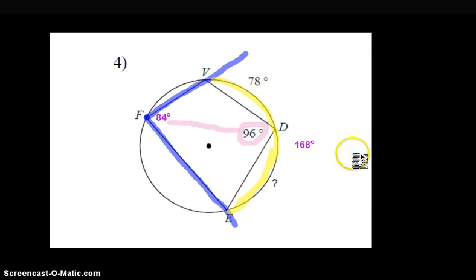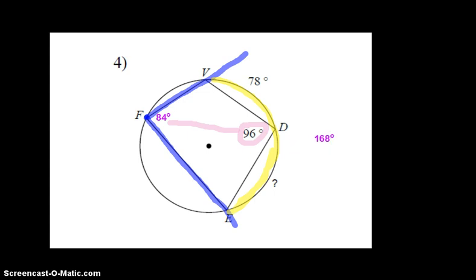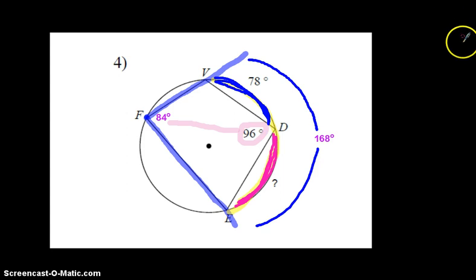So everything from here around to here is 168. Well, we already know this part of that is 78. So if we want to know the part that has the question mark, we're going to have to subtract 78 from 168 and get our answer.